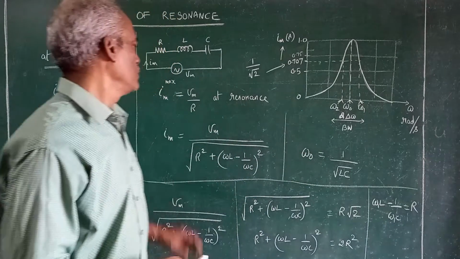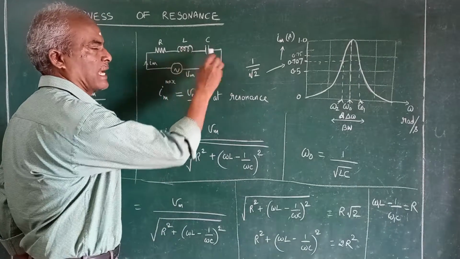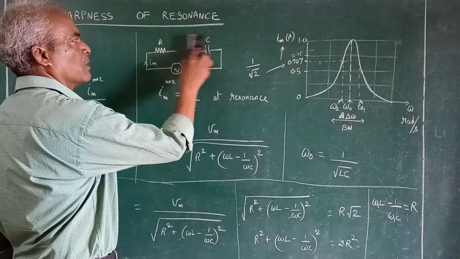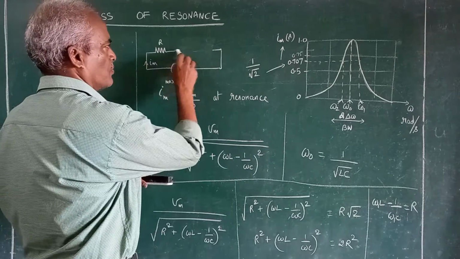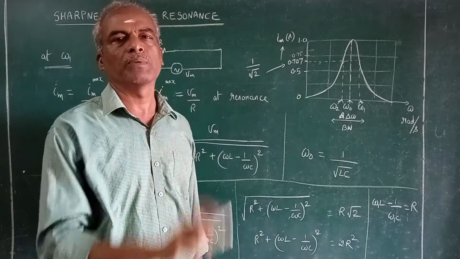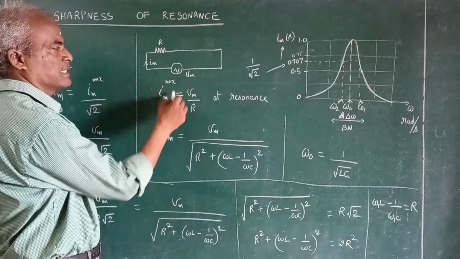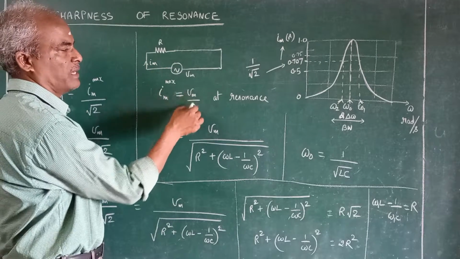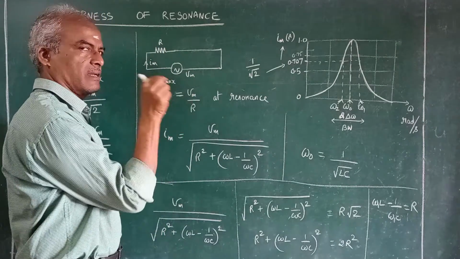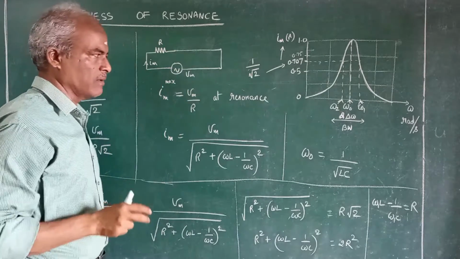Now this is the condition. So what happens under resonance? Under resonance, these two components L and C will act as a short circuit. Short circuit in the sense the component will be present, but you can view it as a short circuit. Therefore, current I_m max is V_m by R, because we have only R at resonance.